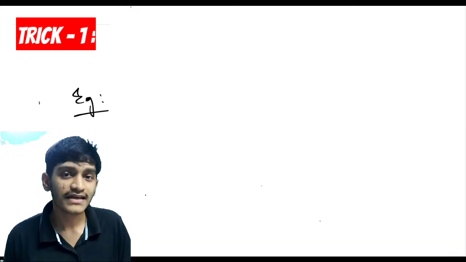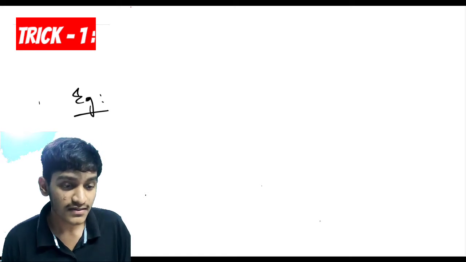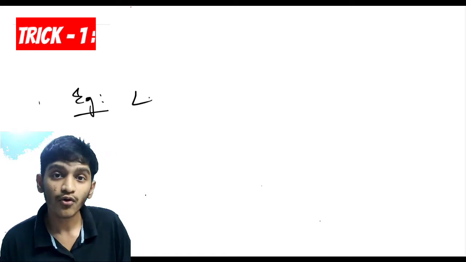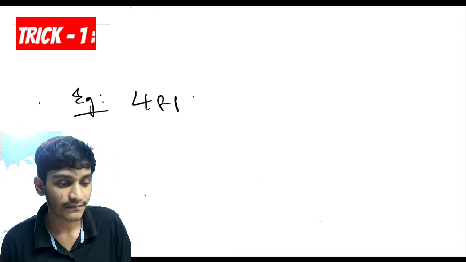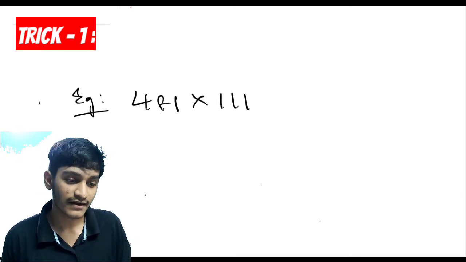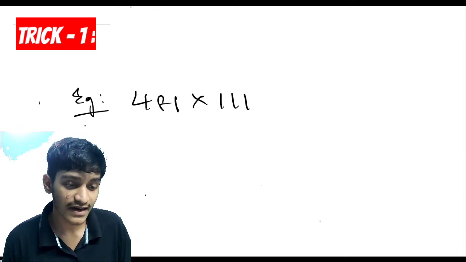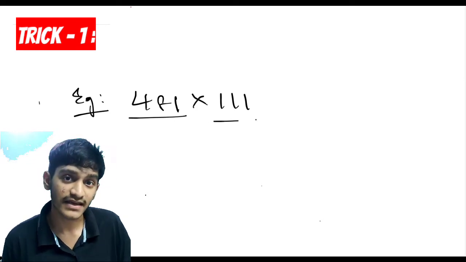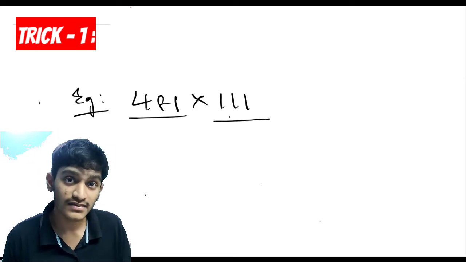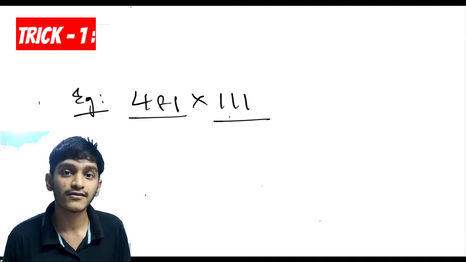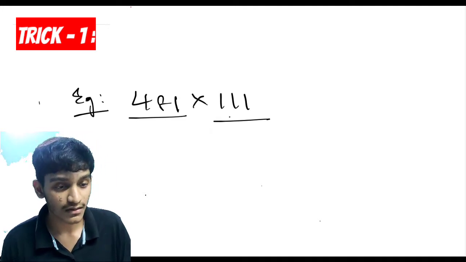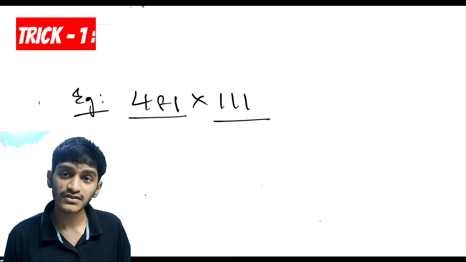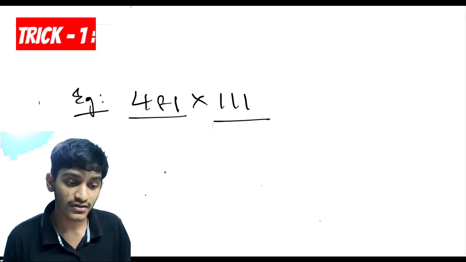Now, the second example that I will be taking is 481 times 111. As I can see, 481 is yet another random number, but 111 consists of all ones, hence trick number 1 can be very well used. What do I do over here? The trick I can use is trick number 1, and hence I can follow the same procedure.